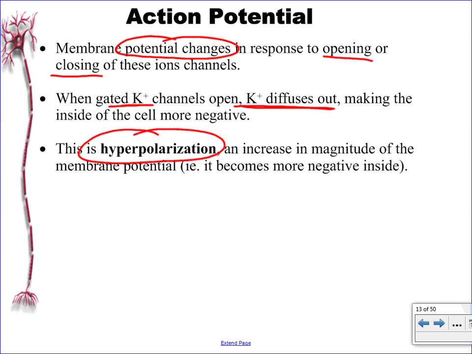Initially, the membrane is polarized at rest. If it becomes even more charged in terms of its difference, it is then hyperpolarized. So this, as it says here, is an increase in the magnitude of the membrane potential, becoming more negative on the inside.